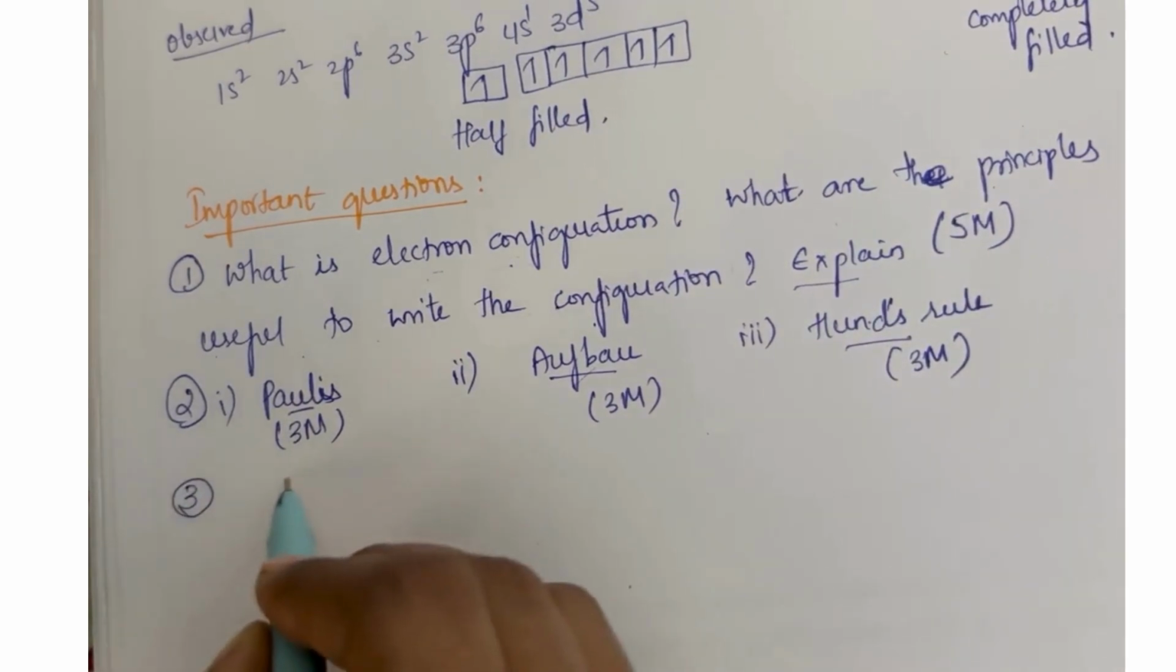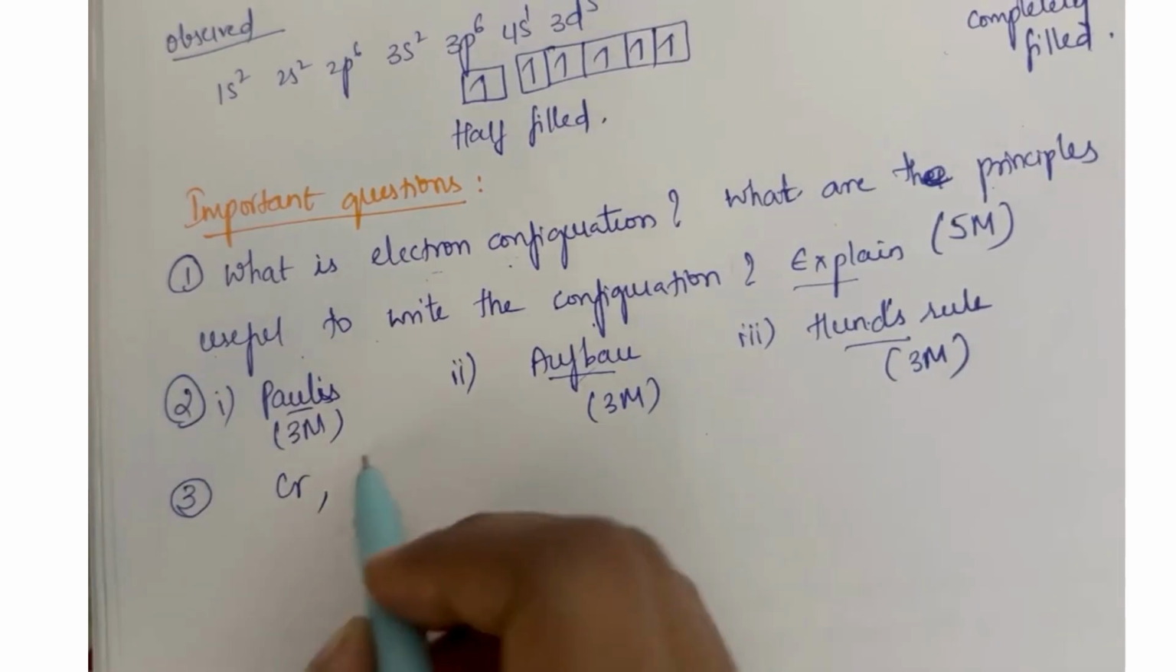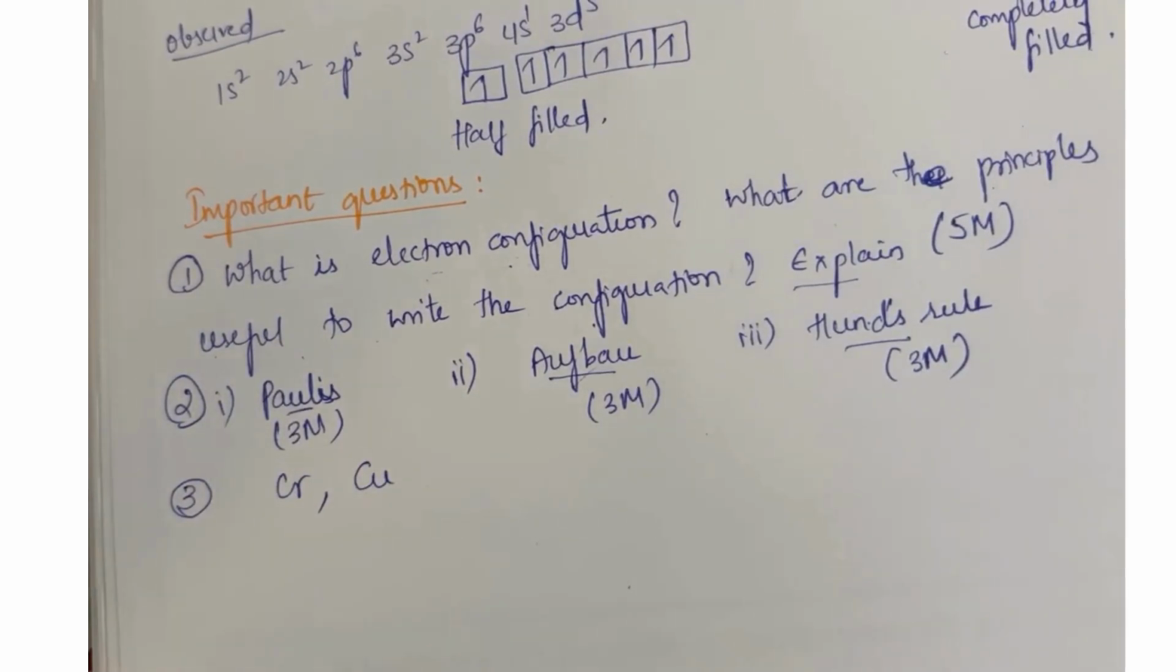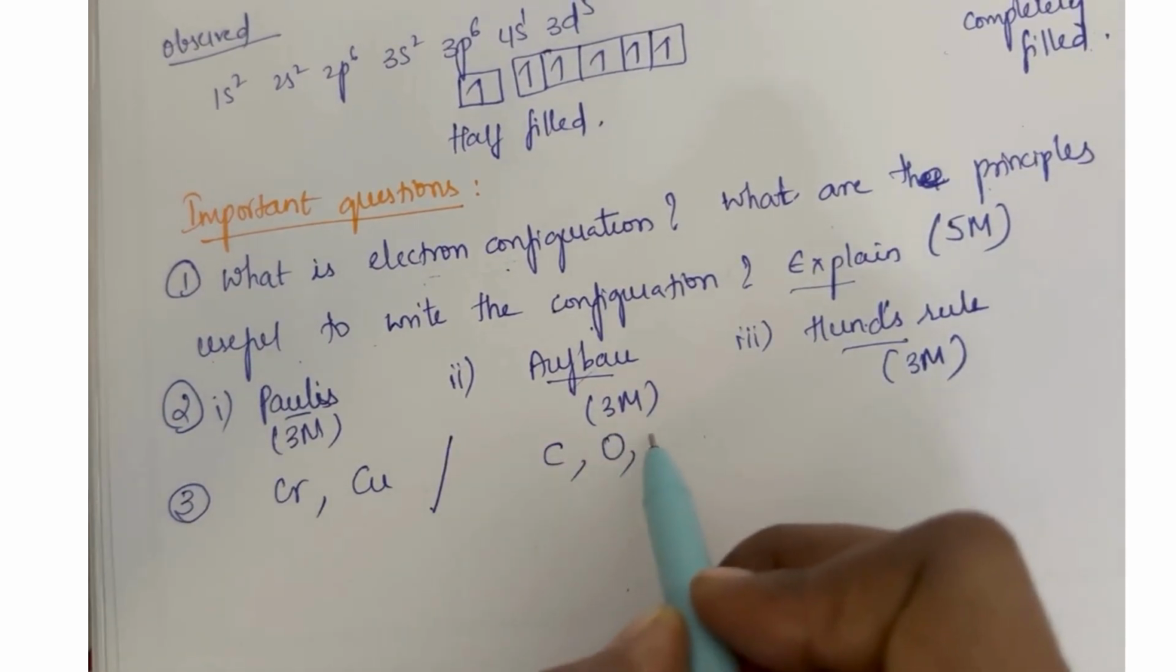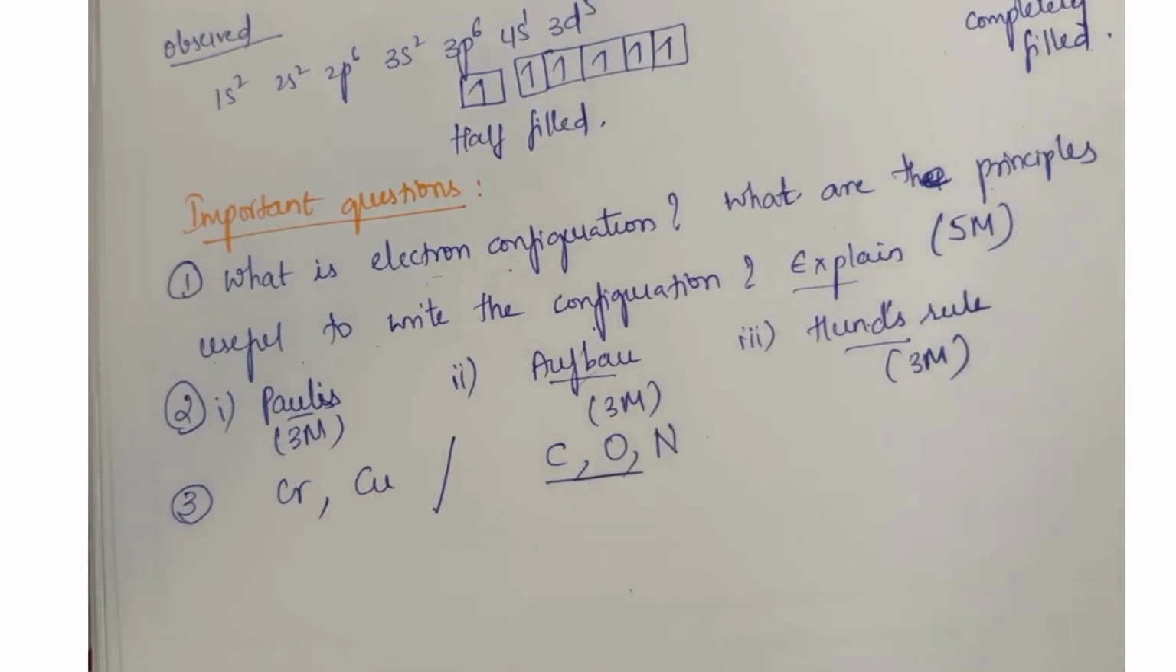Or they can ask you the anomalous electronic configurations of copper or chromium, or they can just give a few elements like carbon, oxygen, nitrogen, and ask you to write the electronic configuration for 3 marks. So these are the most expected questions from this topic.